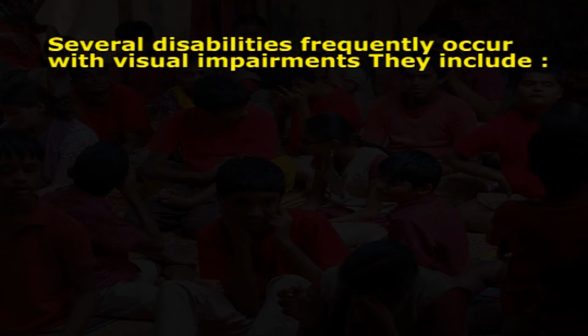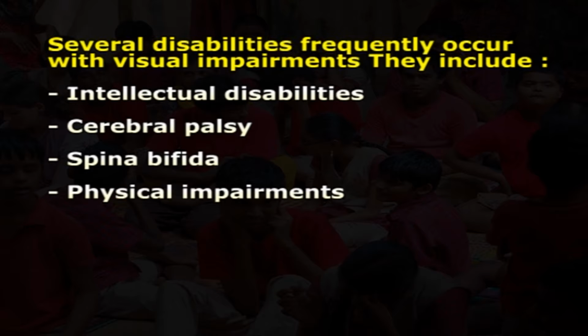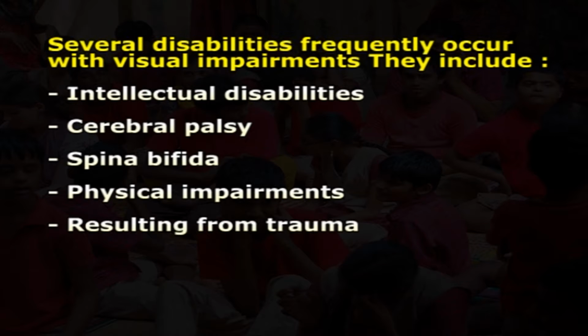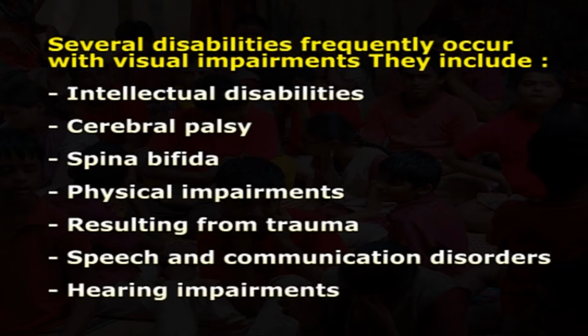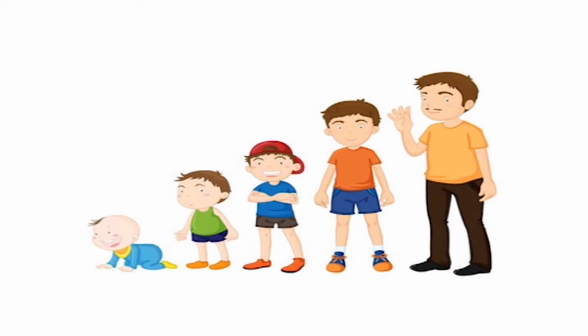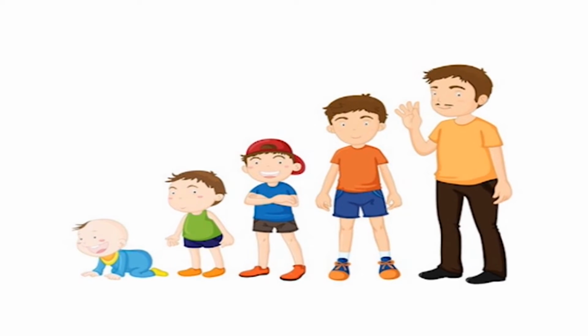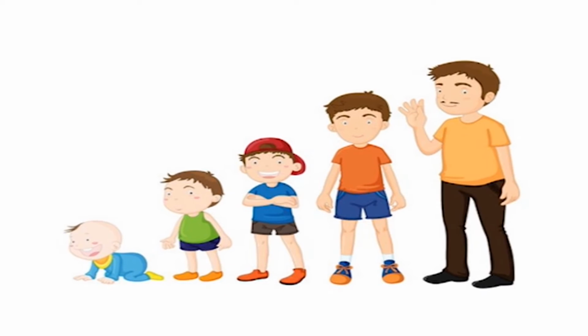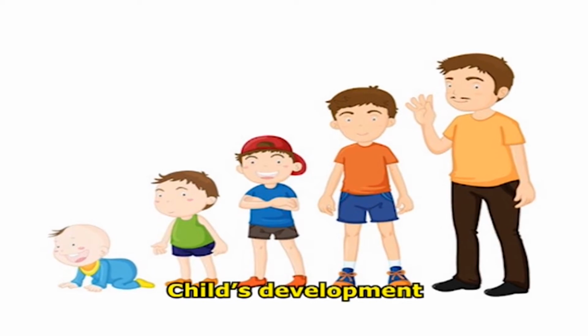Several disabilities frequently occur with visual impairments. They include intellectual disabilities, cerebral palsy, spina bifida, physical impairments resulting from trauma, speech and communication disorders, and hearing impairments. In combination with the visual difference, these comorbidities can affect the rate or characteristics of a child's development.